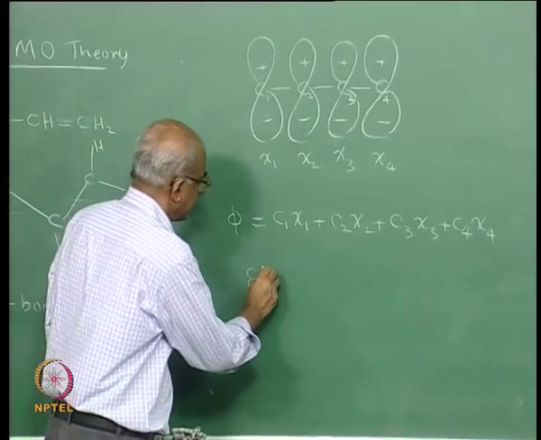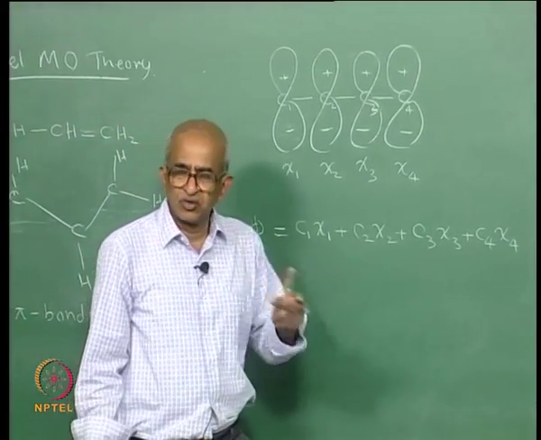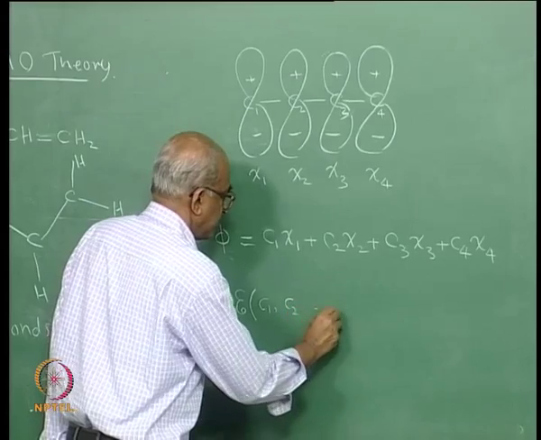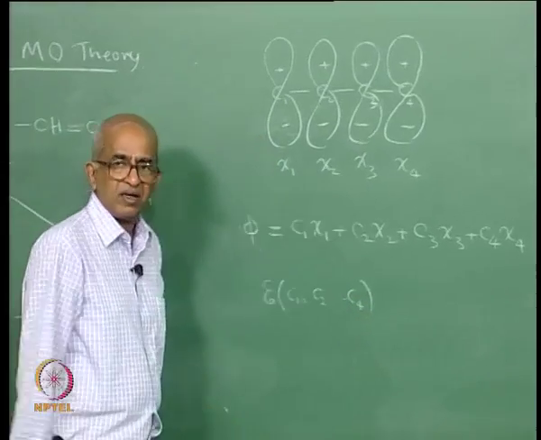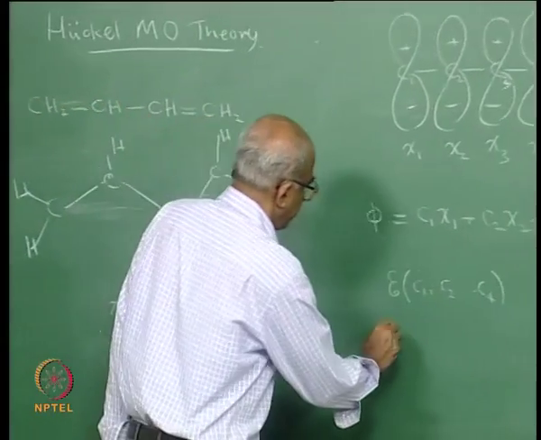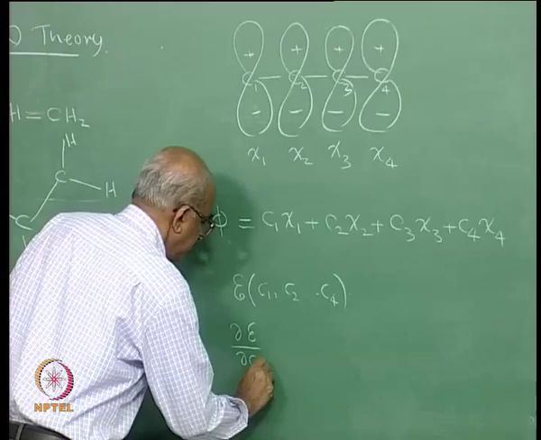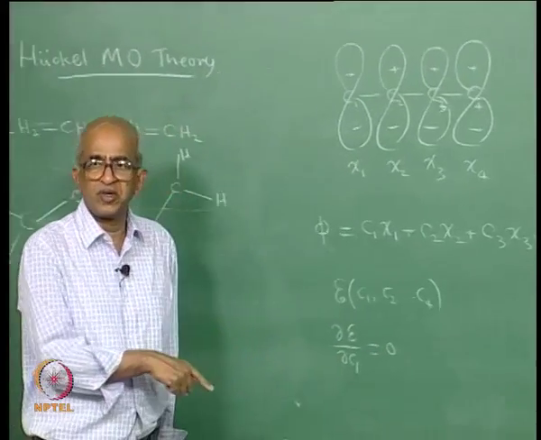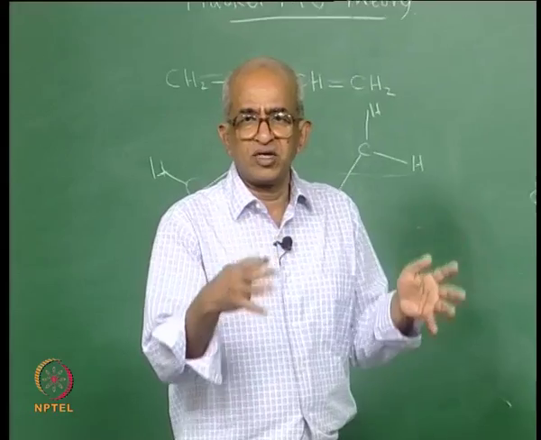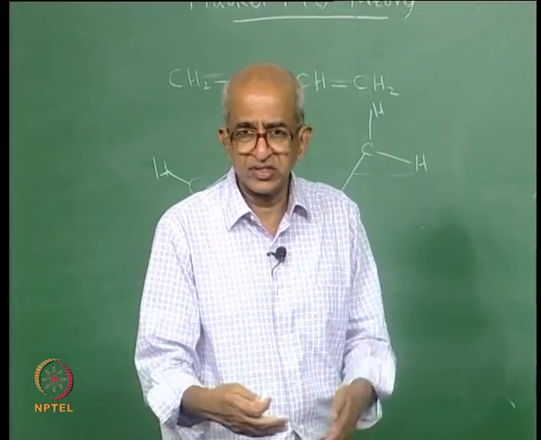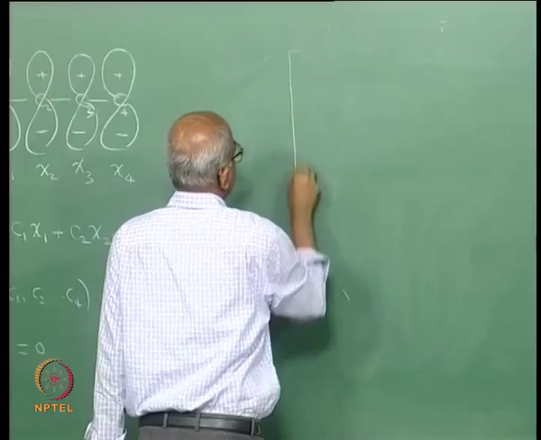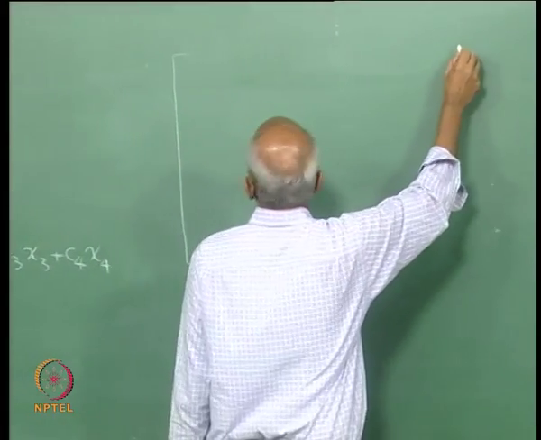In the variational calculation, script E is now going to depend upon not two parameters but four parameters. So therefore, you would have E being a function of C 1, C 2, etcetera until C 4. If you have 10 orbitals, it will be a function of 10 coefficients. The next step will be you will put dou E by dou C 1 equal to 0. Similarly, you will put dou E by dou C 2, dou E by dou C 3, dou E by dou C 4 equal to 0. What will you get? You will get 4 equations. In this case, if you have 10 coefficients, then you will get 10 equations. And these equations can be written just as we did earlier, they can be written in a matrix form.